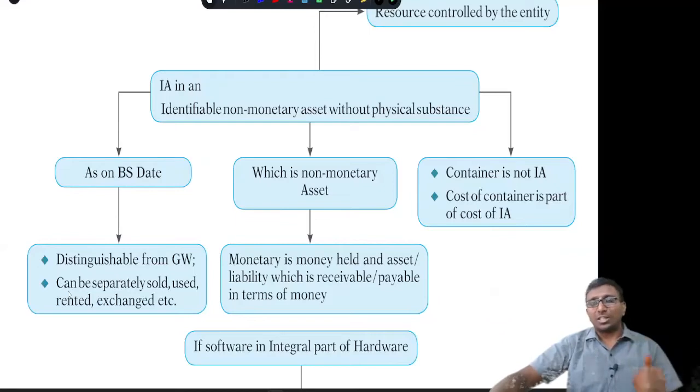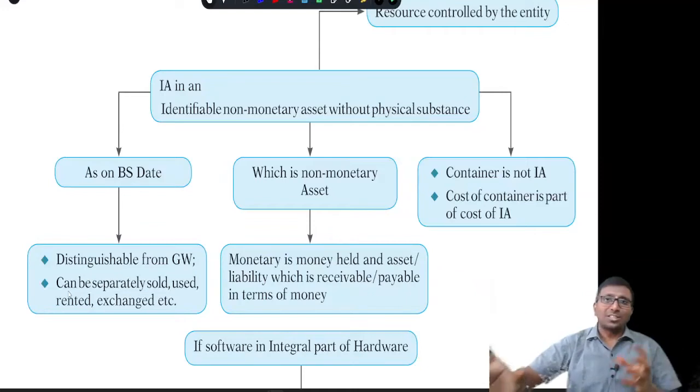What is non-monetary? Which is not monetary. What is monetary? Money held, and assets or liabilities which are receivable or payable in terms of money, but not money's worth. That is monetary. But an intangible asset is a right which we are holding. It is not something receivable or payable in terms of money. And asset, that is very important.